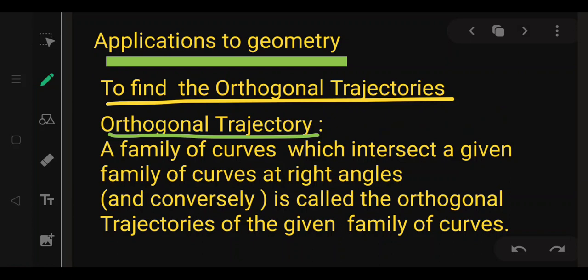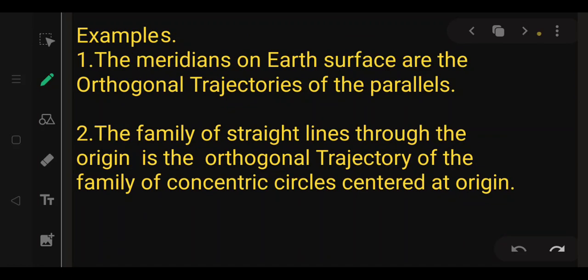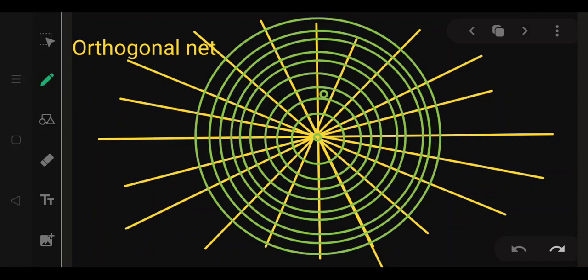More precisely, a family of curves which intersects a given family of curves at right angles, and conversely, is called the orthogonal trajectories of the given family of curves. So, for example, we know the meridians on Earth's surface are orthogonal trajectories of the parallels. All of you know that. Similarly, the family of straight lines through the origin is the orthogonal trajectory of the family of concentric circles centered at the origin. You can see it from the figure.